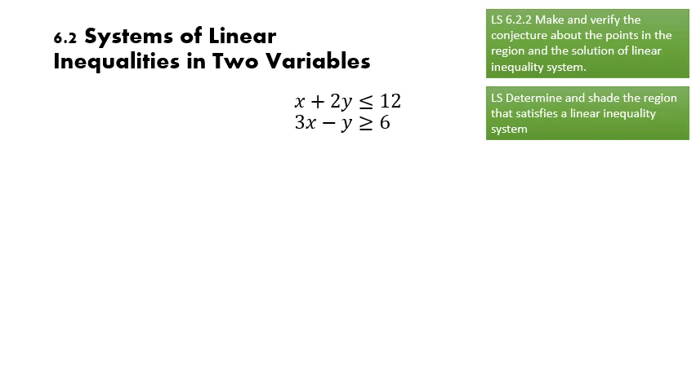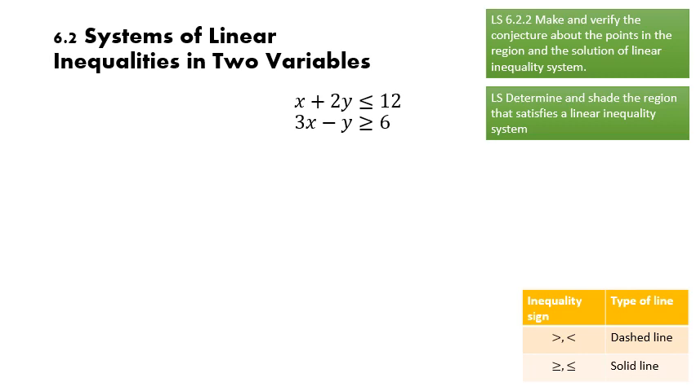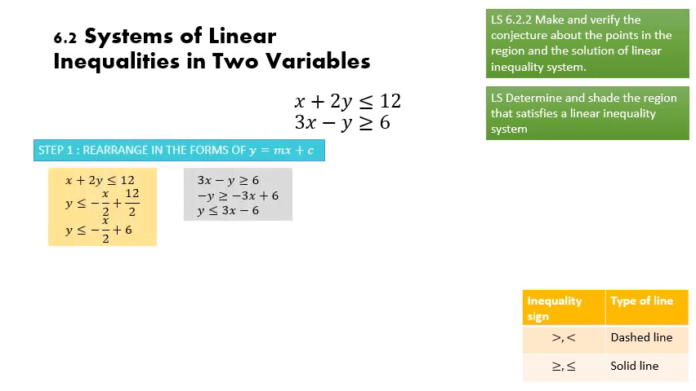Right. So next, we need to determine and shade the region that satisfies a linear inequality system. So this is an example for maybe our section C questions. They only give you the inequality and we need to write the equation, draw the graph and so on. So first, we need to know that when we have an equal sign, it is a solid line. When we want to draw the line, firstly we need to rearrange the equation into the form of y = mx + c.